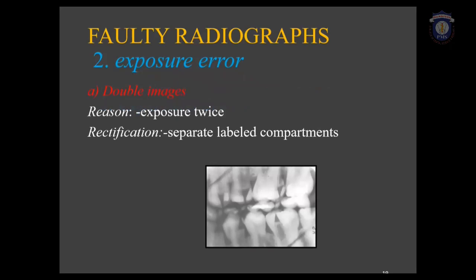The first exposure error we'll be dealing with is double images. Double images occur when the exposure is given twice to the same film, sometimes even more times. So to rectify this, we need to keep the exposed images after each exposure in separate compartments.